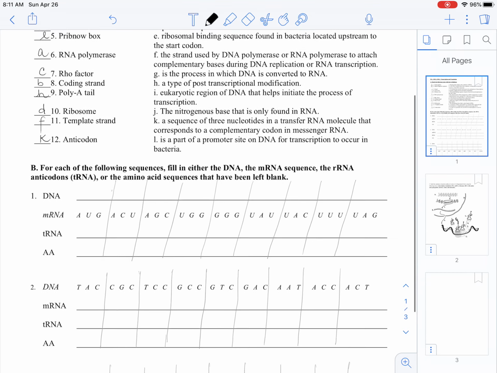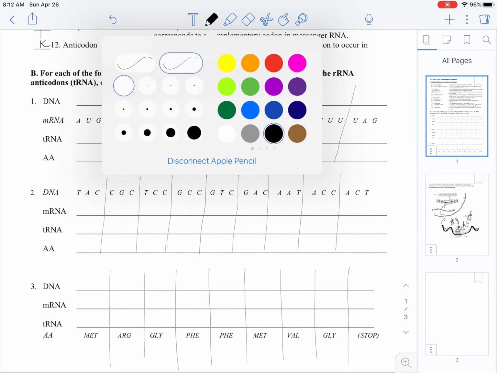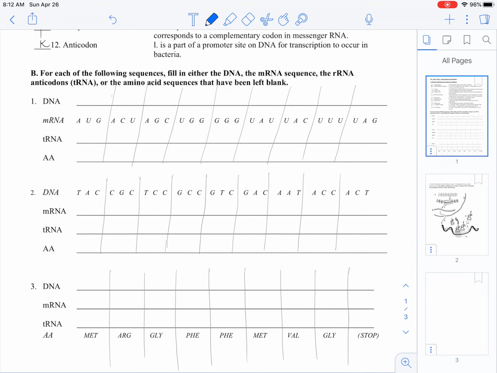Let's move on to part B. On part B, we are going to have either given to us the mRNA, the DNA, or the amino acid sequence, and we have to fill in the rest. Understand that even though it was not stated in the problem, I choose to write the coding strand and template strand for illustrating that DNA is always double-stranded.